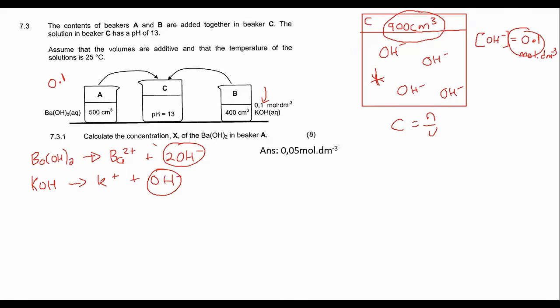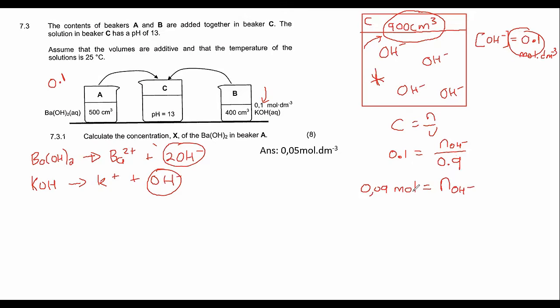So now we know the concentration of the OH minus is 0.1. The number of moles of OH minus, we don't know. And the volume is 0.9. Okay, now to work out the moles of OH minus in that container, we're just going to say 0.1 multiplied by 0.9, and that would give us 0.09 moles.